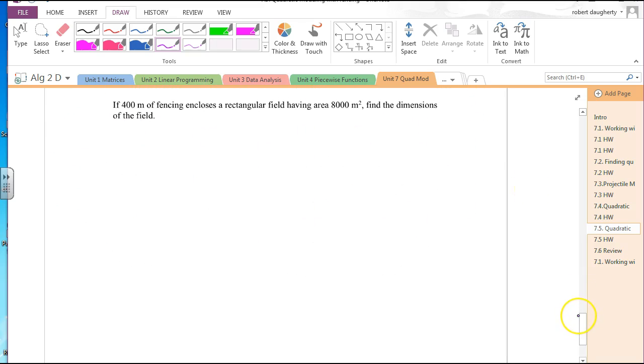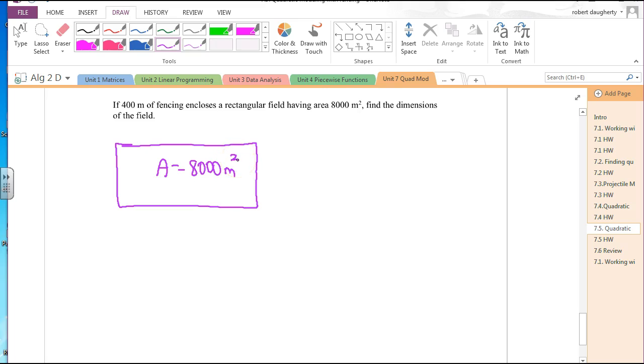I think this is the last one we have. 400 meters of fencing encloses a rectangular field having an area of 800 meters squared. Find the dimensions of the field. Okay, so I've got a field and we've got a fence that goes around it. Okay, so the area is 8,000 square meters.